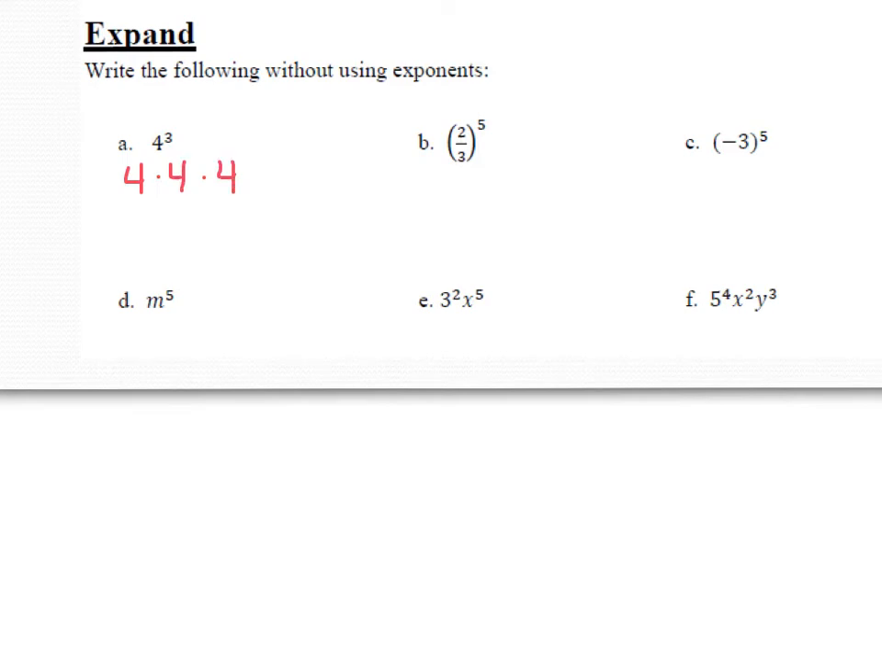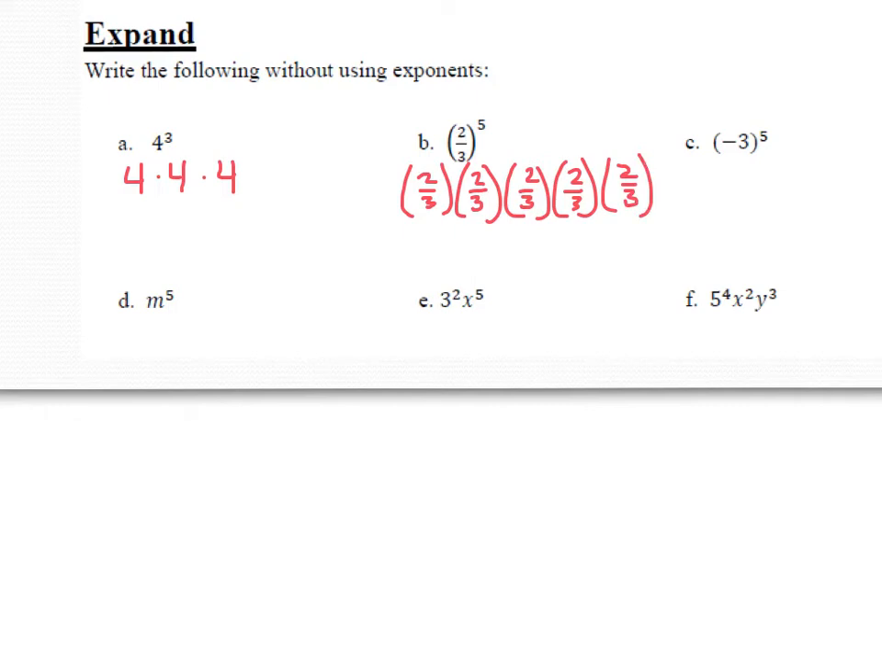Next one, 2/3 to the 5th power. I'm going to expand this one. The base is 2/3, so I'm going to start with 2/3. The power represents how many times I'm multiplying 2/3 by itself. In this case, it's 5 times. So I have 2/3 times 2/3 times 2/3 times 2/3 times 2/3. We're expanding this out.